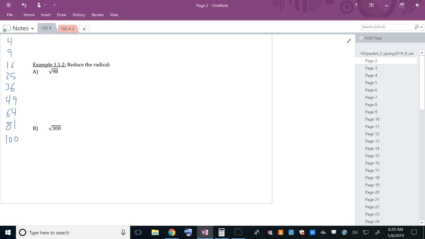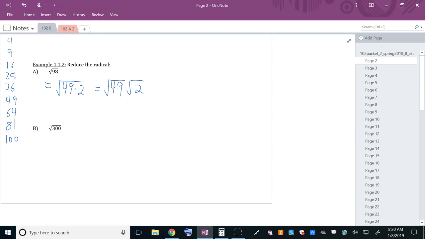So here, you might have to go through a few of them, but 49 will work. 98 is 49 times 2. So let's just rewrite it as 49 times 2. Now, if I have two numbers multiplied underneath a radical, I can write them both underneath the radical individually. I'm not allowed to do that for adding and subtracting, but I can do it for multiplying.